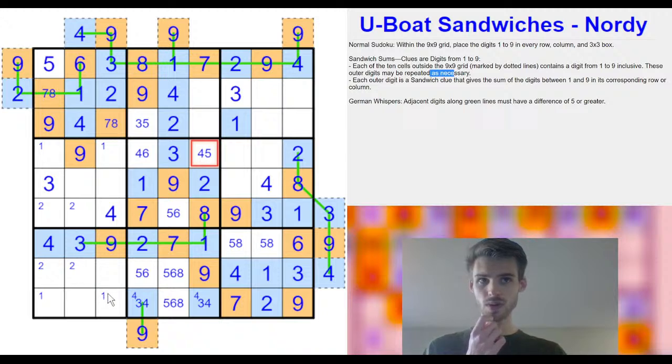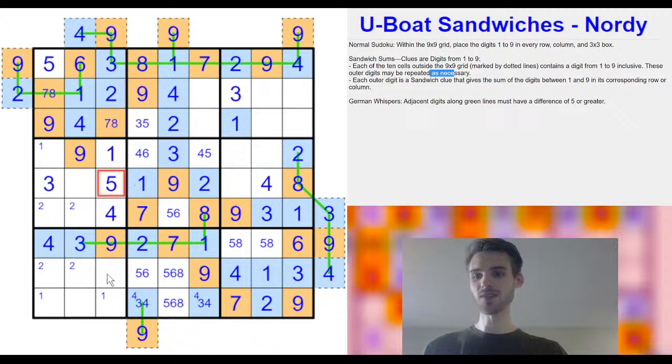Row. Oh, I honestly didn't even realize we had a sandwich in column 3. You're absolutely right. Thank you. So this is a 5. That's not a 1, that's a 1. I completely missed that we had a sandwich. I thought we had used all the sandwiches except for this one.